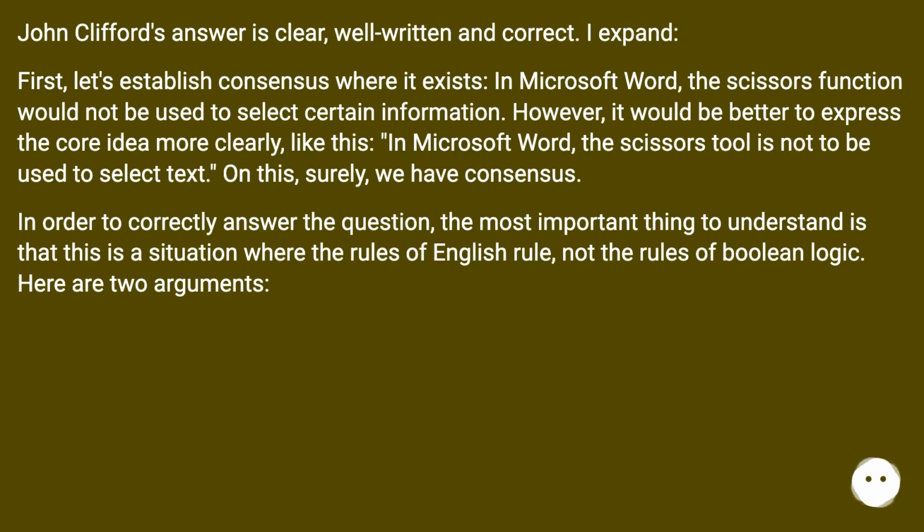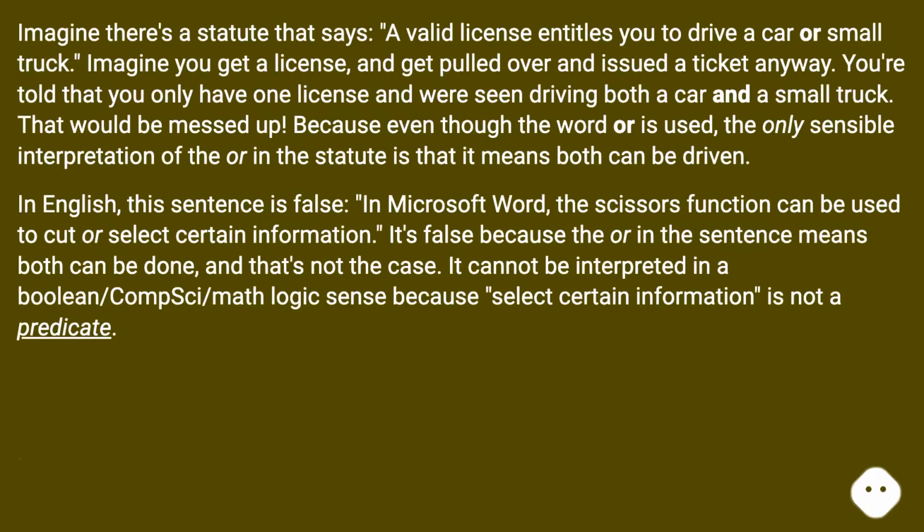In order to correctly answer the question, the most important thing to understand is that this is a situation where the rules of English rule, not the rules of Boolean logic. Here are two arguments. Imagine there's a statute that says, a valid license entitles you to drive a car or small truck. Imagine you get a license, and get pulled over and issued a ticket anyway. You're told that you only have one license and were seen driving both a car and a small truck. That would be messed up.